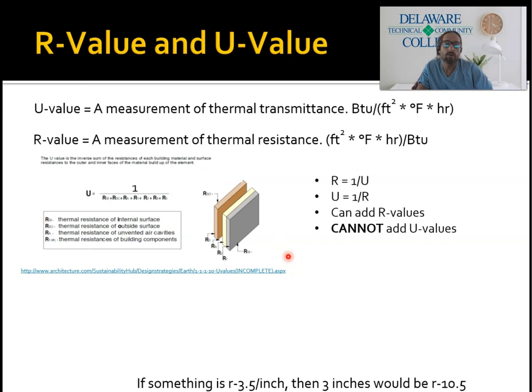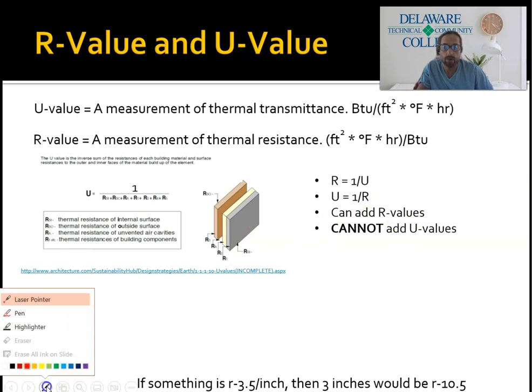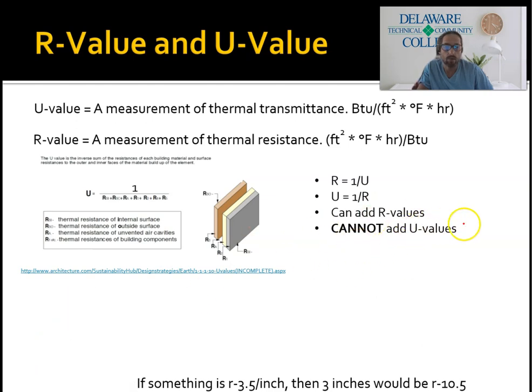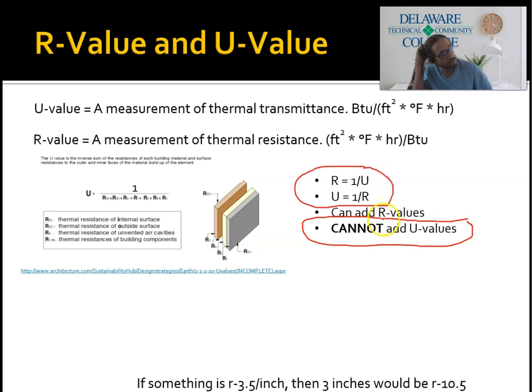So again, R values can be added, U values cannot be added. That's really important. U values cannot, let me circle that. U values cannot be added, but R values can. The other thing that's important to remember is this basic relationship here, that R is 1 over U and U is 1 over R. Pretty easy to remember, okay?